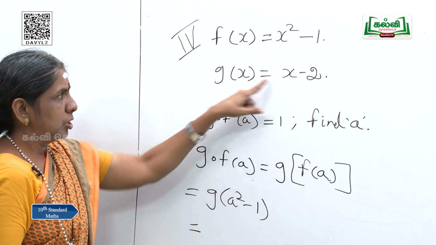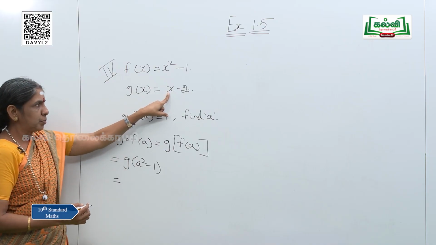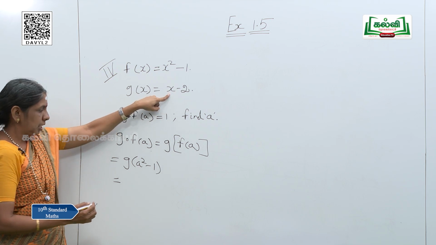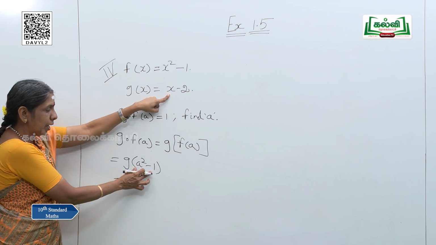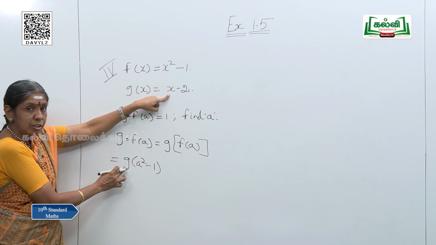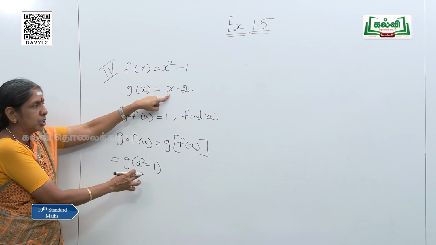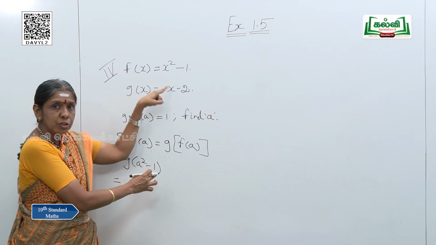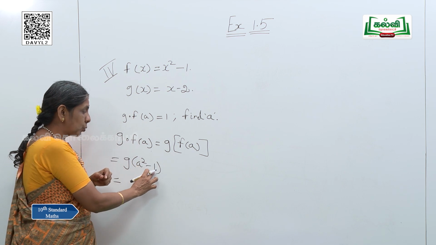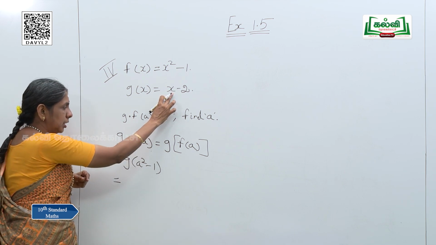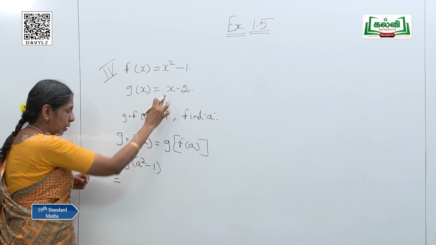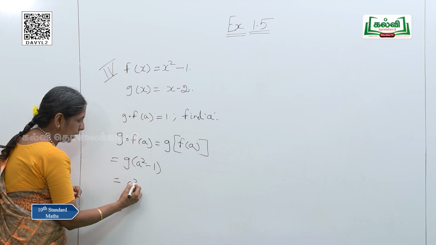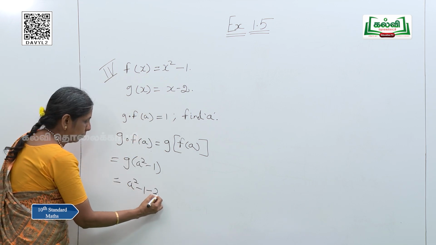Now, in the place of x, what is g of x? It is x minus 2. In the place of x, we have to replace a squared minus 1, because we are going to find the value of g of a squared minus 1. So, in the place of x, replace a squared minus 1. Here you have to write it as a squared minus 1. This will be a squared minus 1 minus 2.